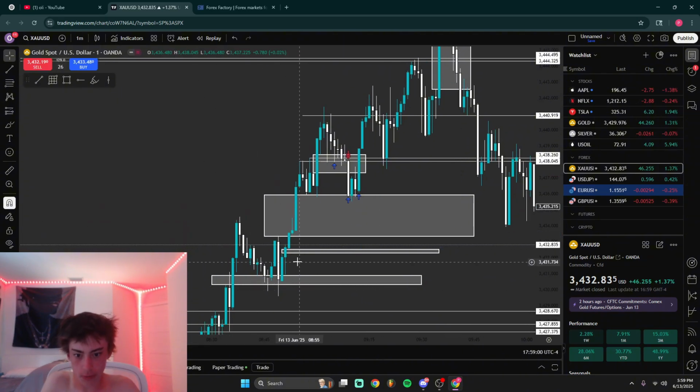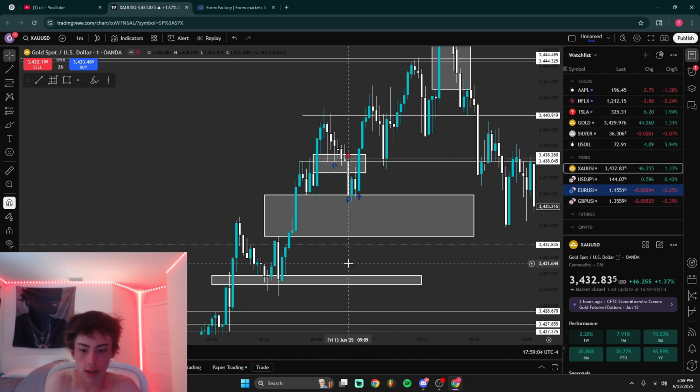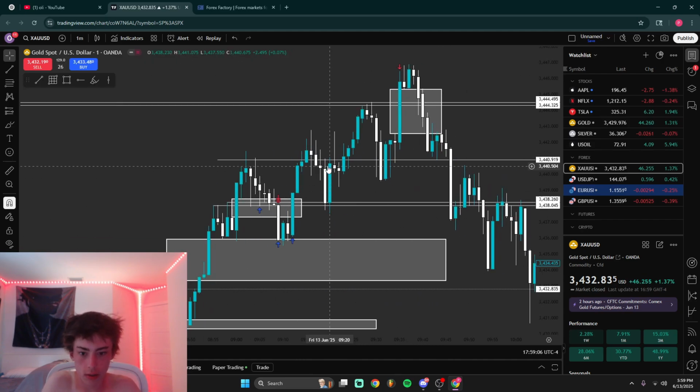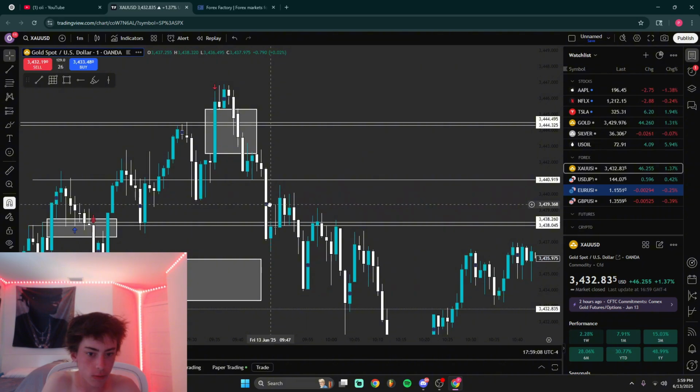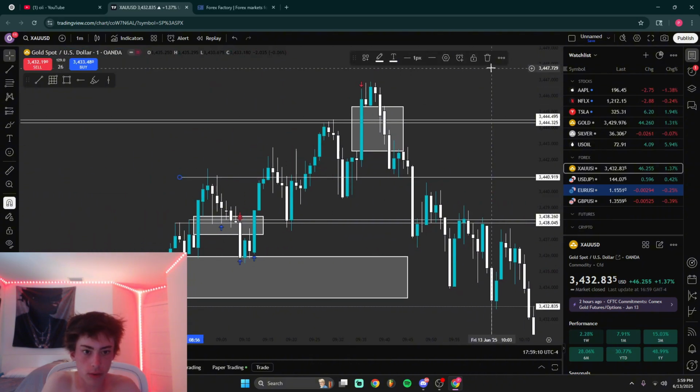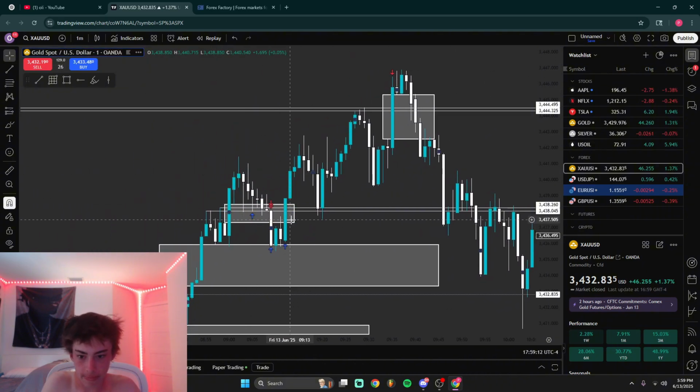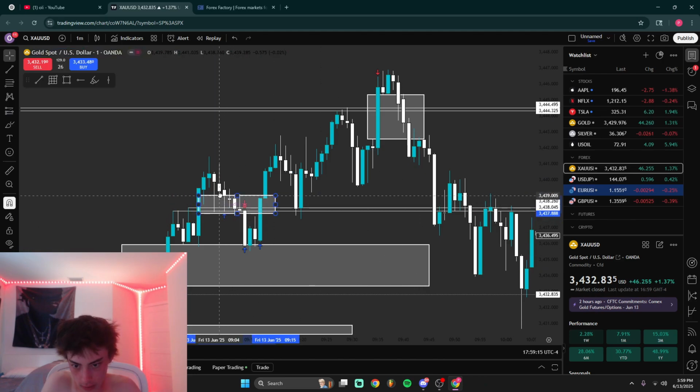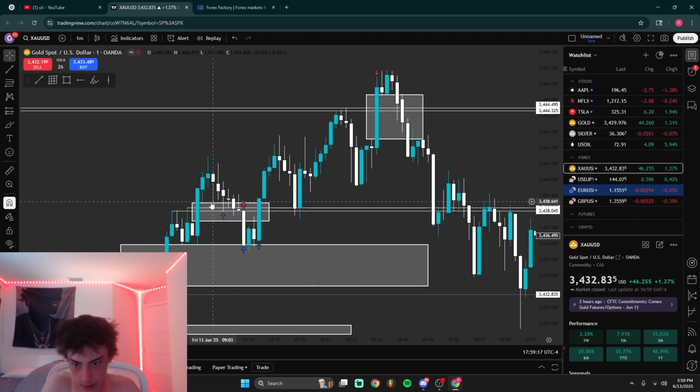Price filled in, price moved up, another fair value gap, nothing happened to it, just a little small one. Then kept pushing, and then I don't know what this line is for. Maybe we'll just get rid of it. And then right here is where we had this 1 minute fair value gap.